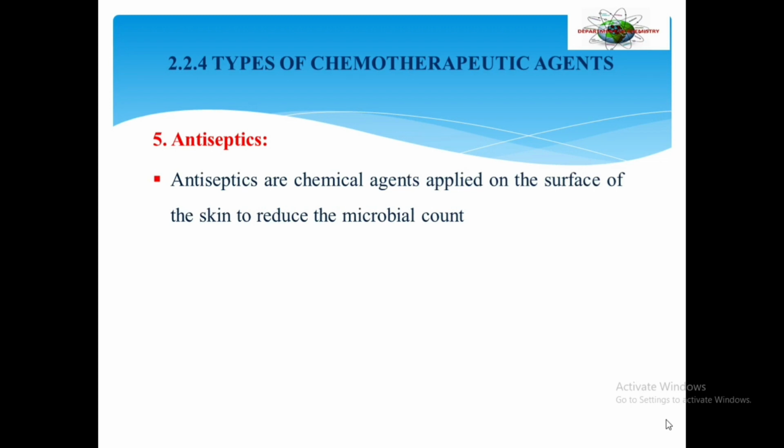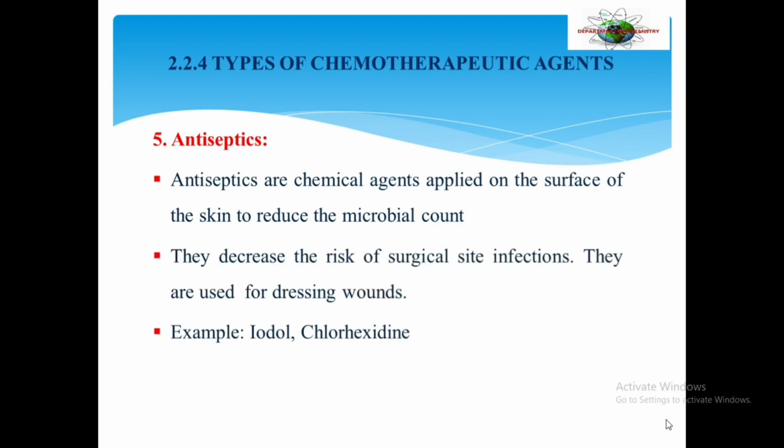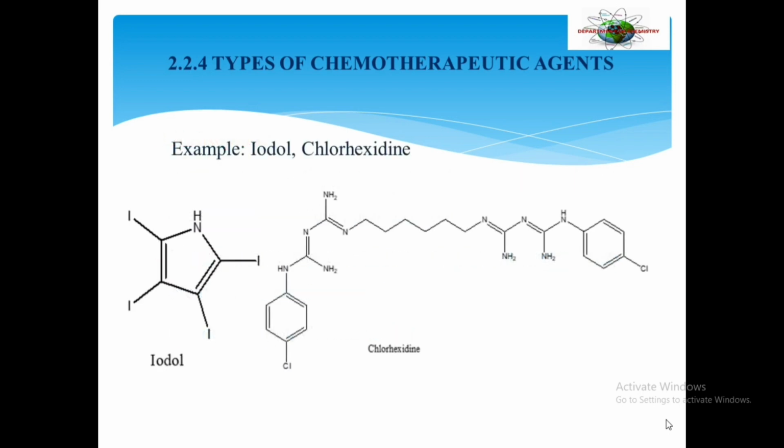Antiseptics are chemical agents applied on the surface of the skin to reduce the microbial count. They decrease the risk of surgical infections and are also used for dressing wounds. Iodine and chlorhexidine are used as antiseptics. These are the structures of iodine and chlorhexidine.